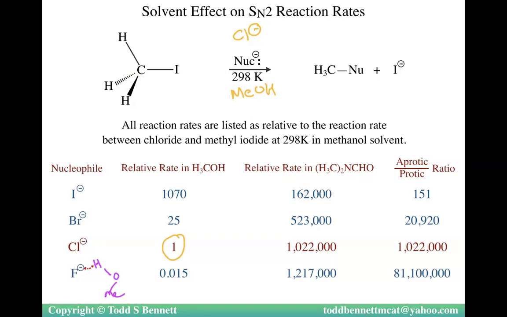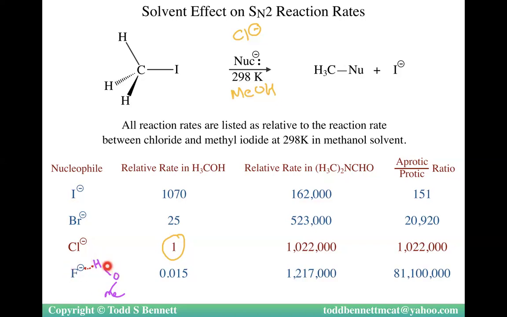That actually hinders it. So notice that in a protic solvent, iodide is a better nucleophile than bromide. Bromide's better than chloride. Chloride's better than fluoride. But when you reverse it to an aprotic solvent, where you do not have any hydrogen bonding slowing it down, notice the rates are much faster in an aprotic solvent than a protic solvent in every single case. And on top of that, fluoride is the best nucleophile in aprotic, worst in protic.